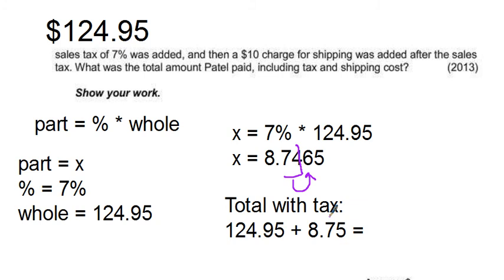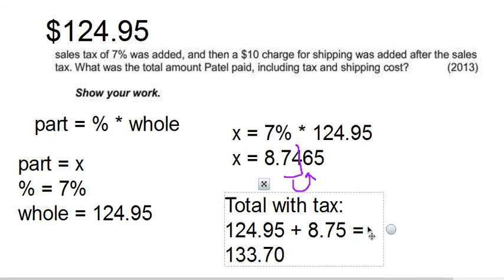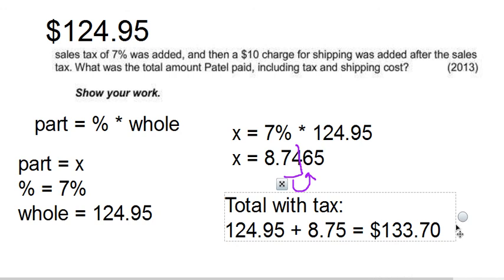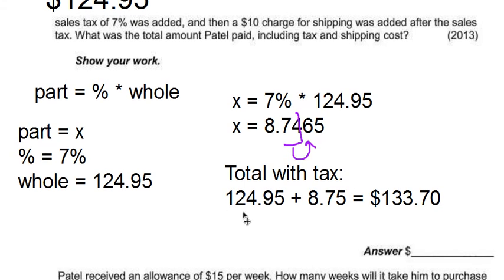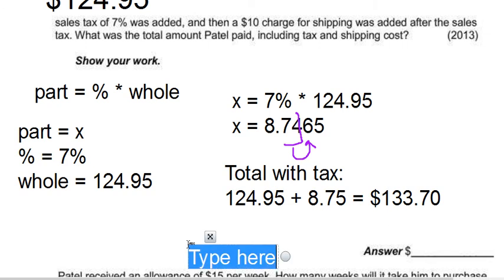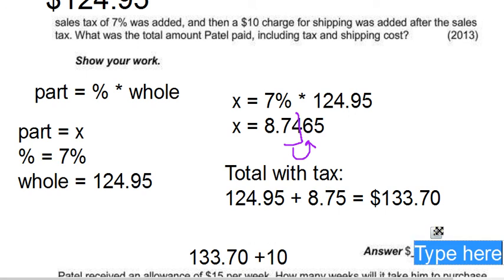Now, what is my answer here? 133.70. All right. However, one more step here, because remember, after the sales tax is when we add the shipping. So we take this 133.70, and we add $10 to that. And so our answer is going to be 143.70.